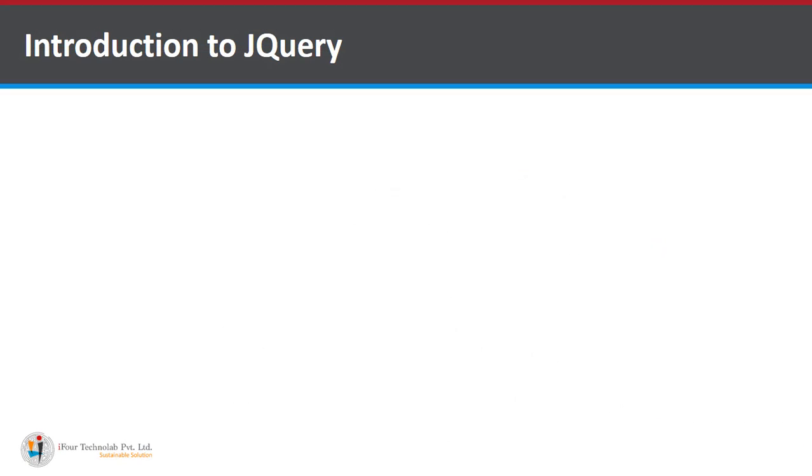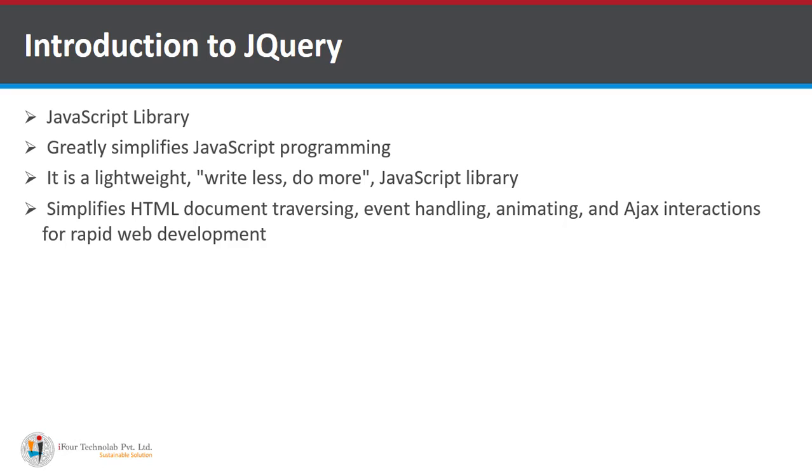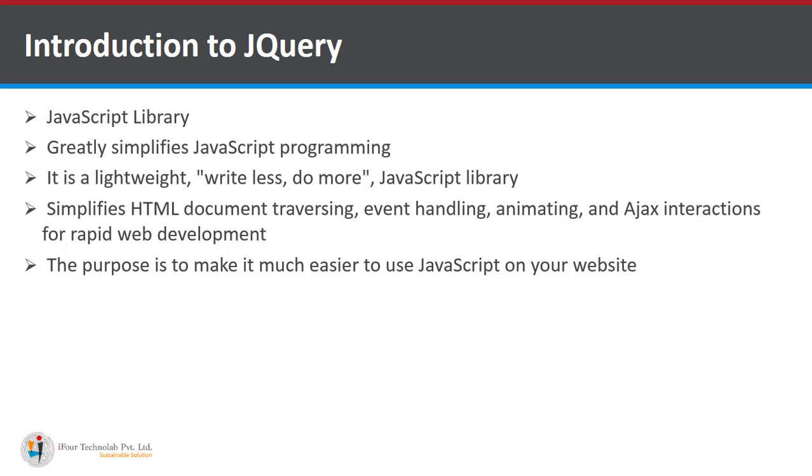Let's start with the introduction of jQuery. jQuery is a lightweight JavaScript library. Lightweight means write less, do more. It contains many features like HTML document manipulation, event handling, CSS manipulation, effects, animations, and Ajax interaction for web development. The purpose of jQuery is to make it much easier to use JavaScript in your application.